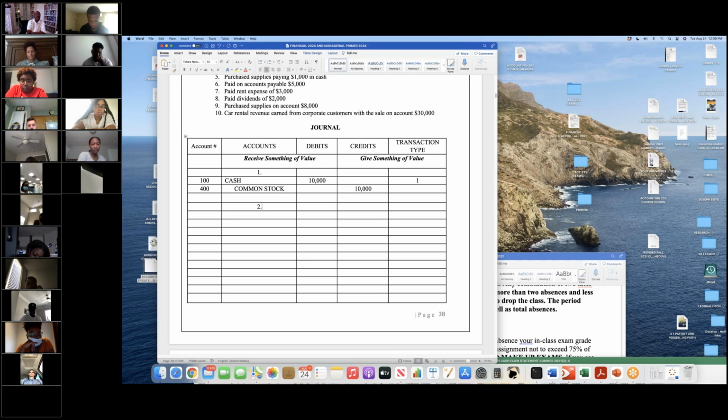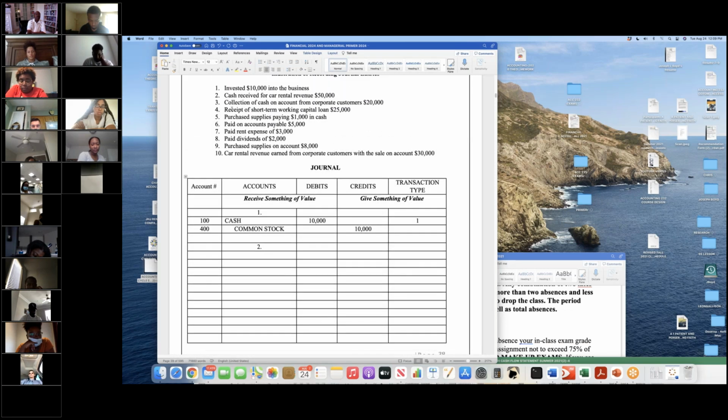So in this next transaction, where I got 50,000 in cash, cash came in, the transaction type is 2. The account number for cash is still 100. But now I have sales, $50,000, so I'm going to debit cash, 50,000, and credit sales, 50,000.